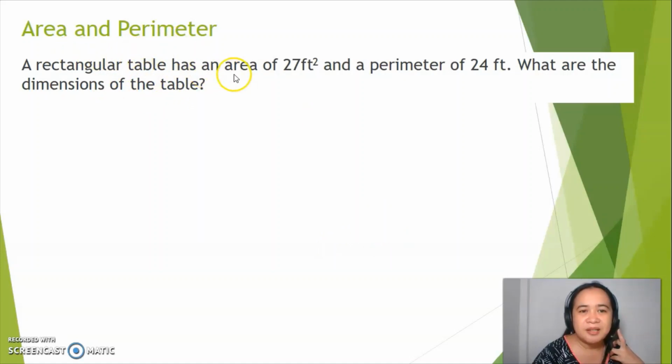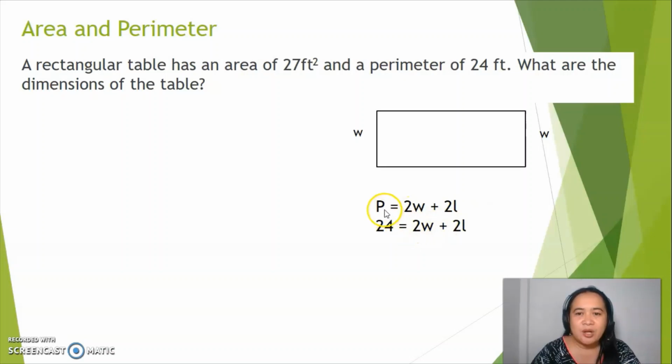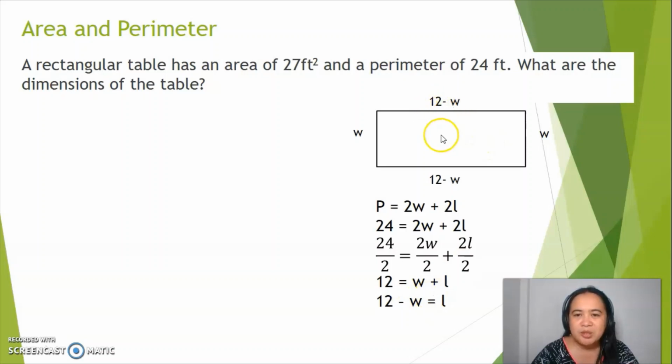Another given, area and perimeter. A rectangular table has an area of 27 feet squared and a perimeter of 24 feet. What are the dimensions of the table? Take note, you don't know the dimensions of the table, so we can have the width here as W. Perimeter is 2W plus 2L, so our perimeter is 24 equals 2W plus 2L. Dividing the entire equation by 2, we end up with 12 equals W plus L, or 12 minus W could be our length.